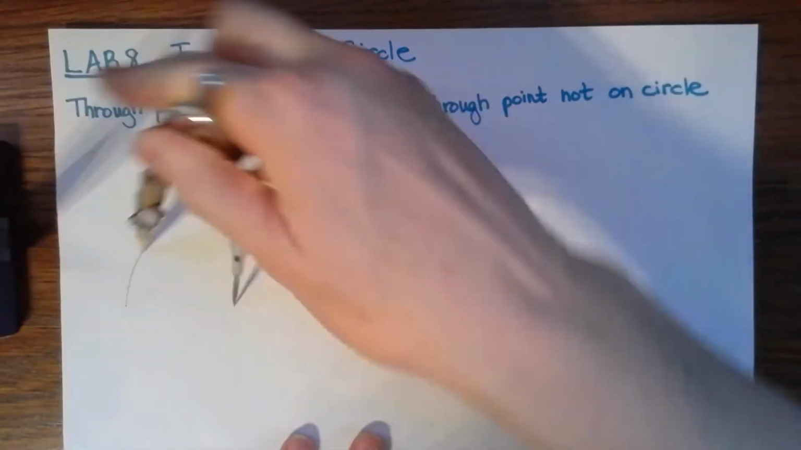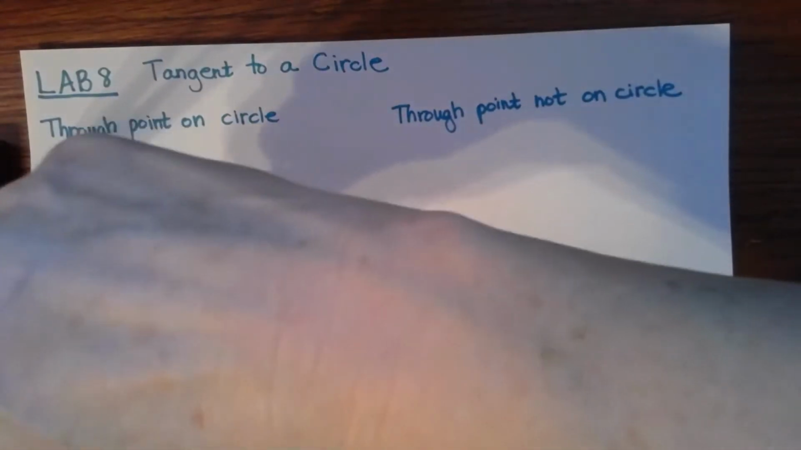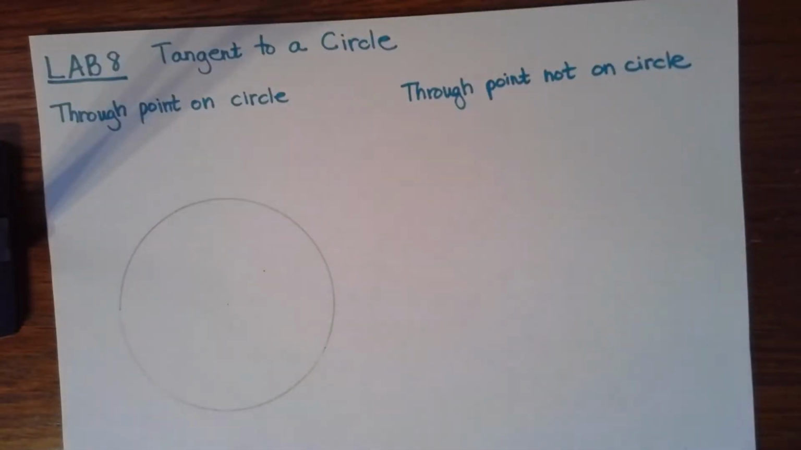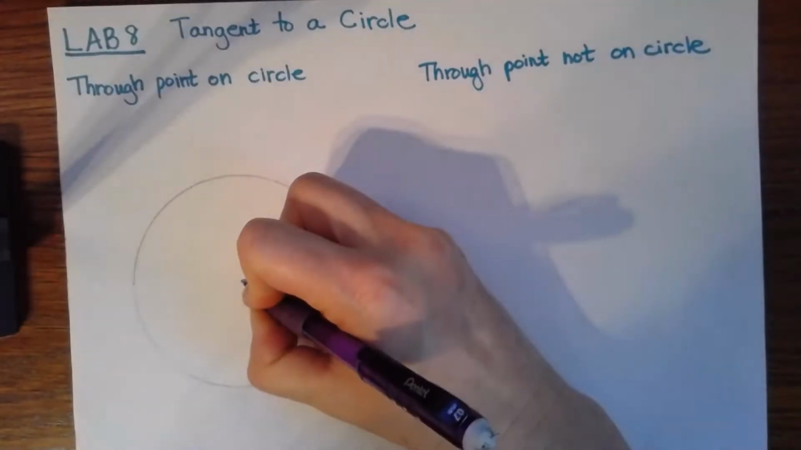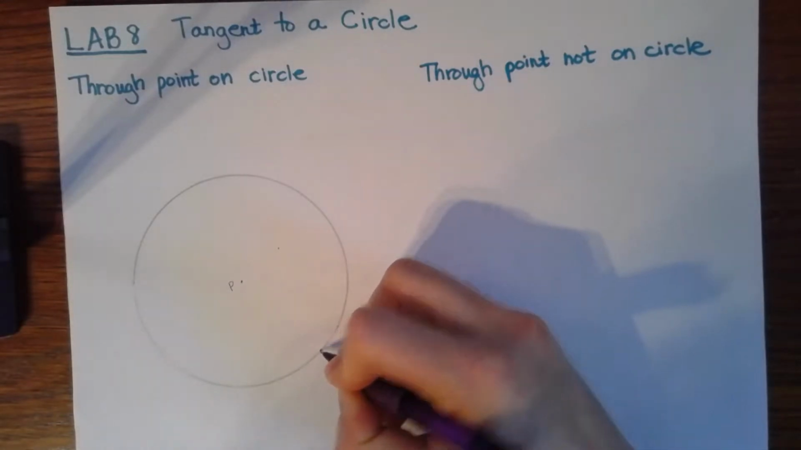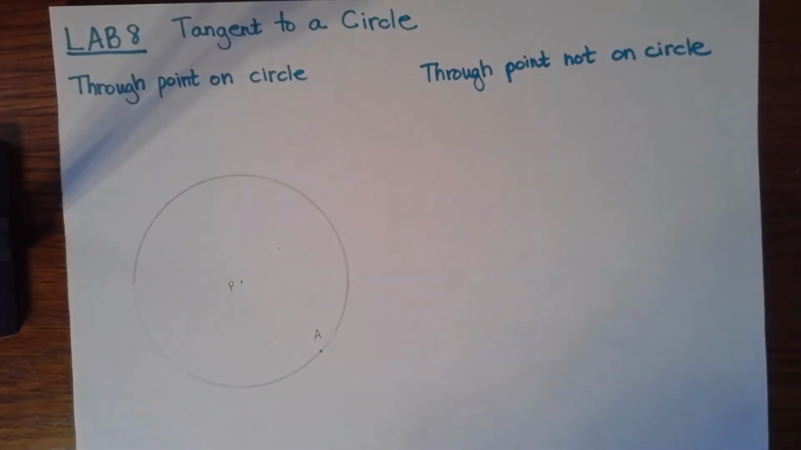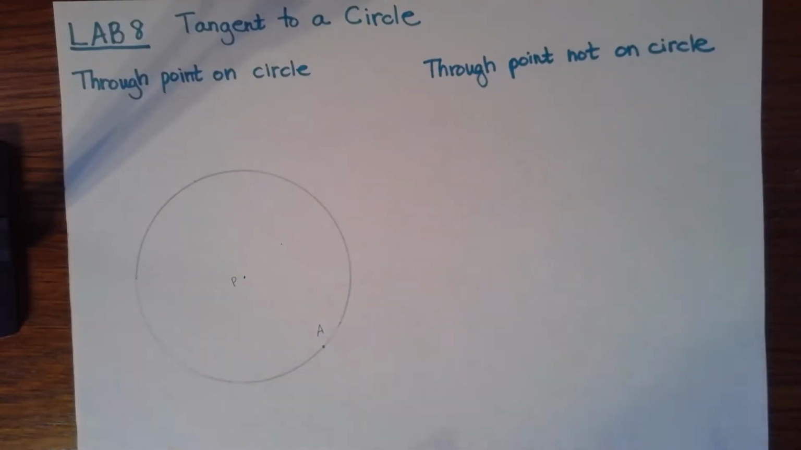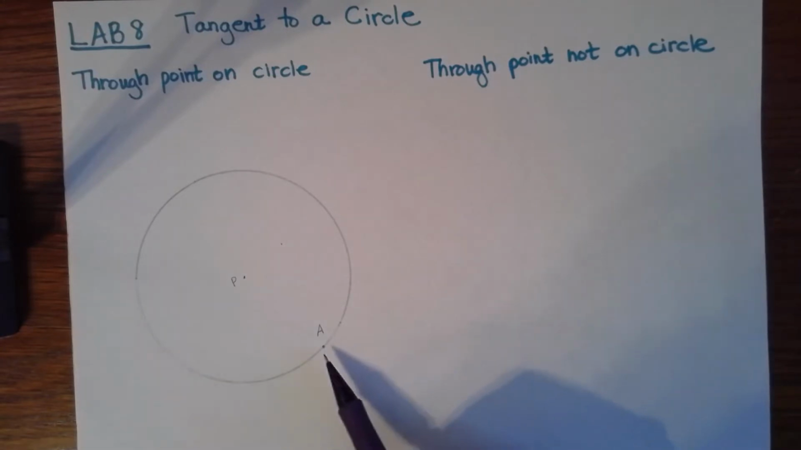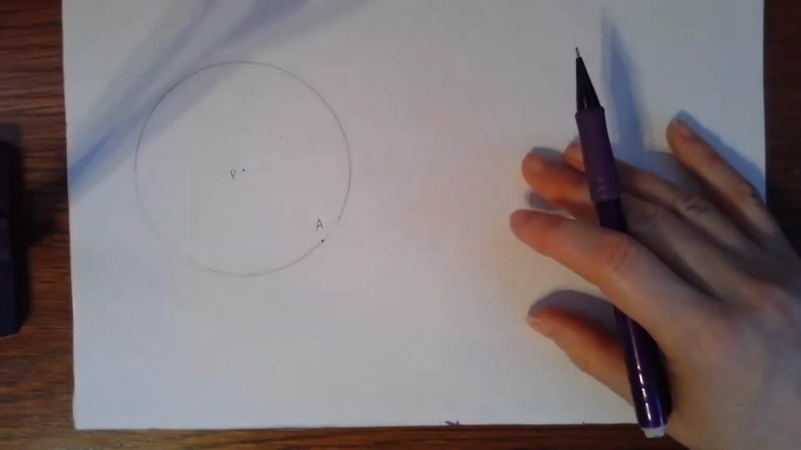So the first thing we're going to do is draw ourselves a circle with our compass. So get your compass, draw yourself a circle. I'll say this is circle with center P, and I would like to make a tangent here at point A that's on the circle. So this is through a point that's on the circle. Okay, so if you think about the theorems we know, if we draw a tangent to point A, it will have to be perpendicular to any line that goes through the center. So that should give us a clue of how we're going to do this construction.